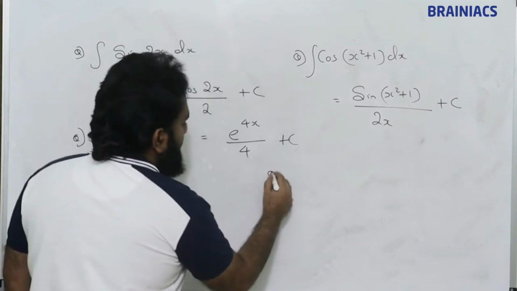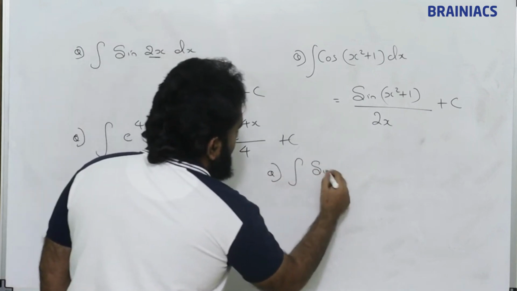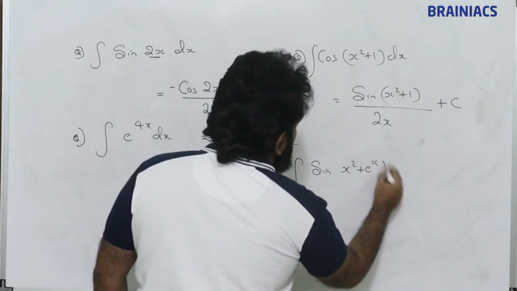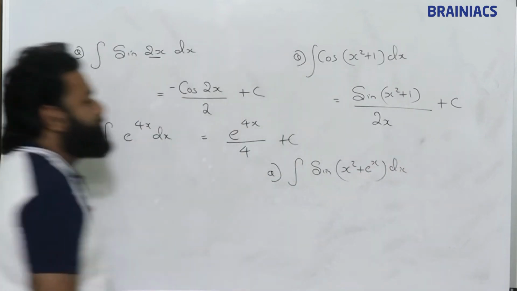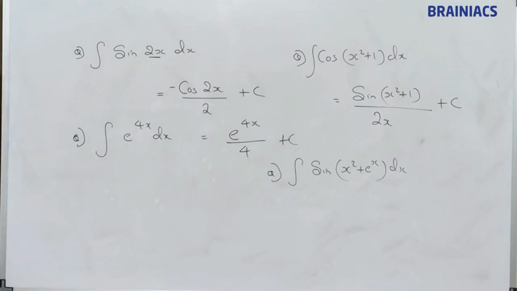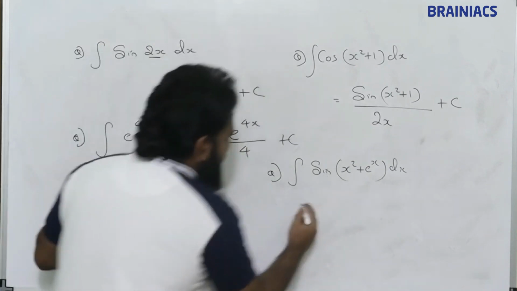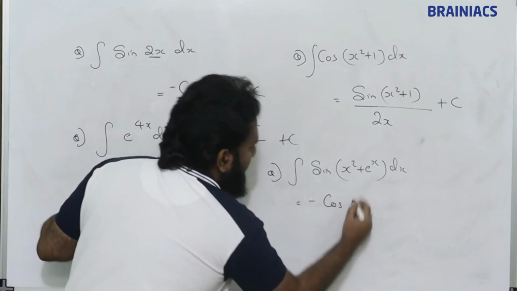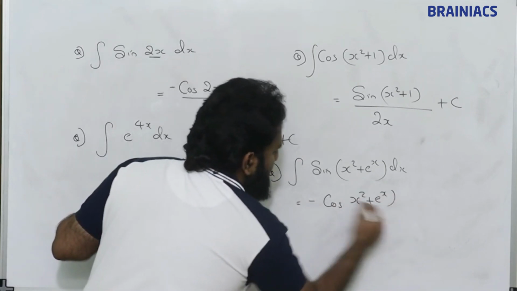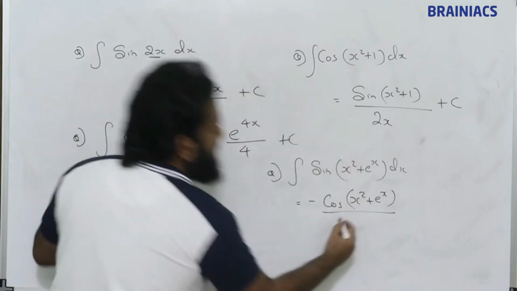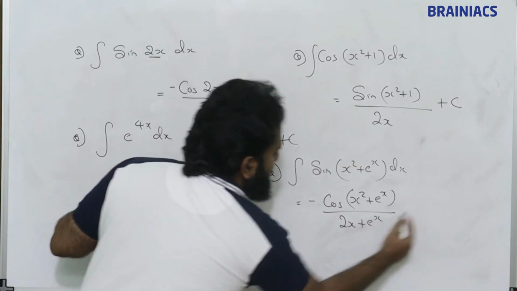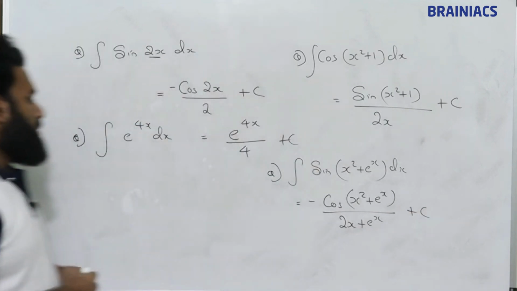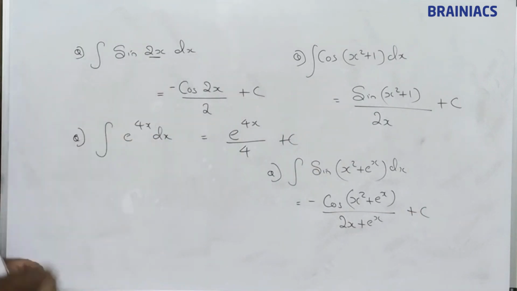Take one more example. Integration of sine of x square plus e raised to x dx. How to do this? Integration of sine is nothing but minus cos. Write this as such, x square plus e raised to x. Divide by, differentiate this, that is nothing but 2x plus e raised to x, plus constant. So this is how, if we get these kinds of terms, how to handle them. Note down.